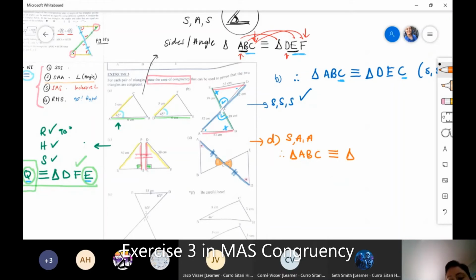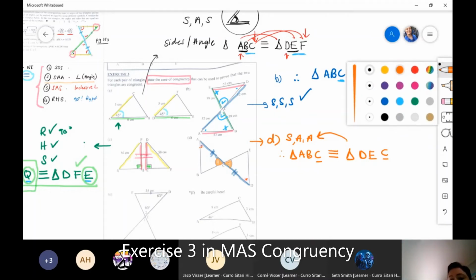Now, angle A is equal to angle D. I can see that from what's been indicated here. And angle C is once again going to be equal to angle C, which means the order now for the second triangle is D, E, C. And there my reason is side, angle, angle. Okay, right, let's look at the next one.